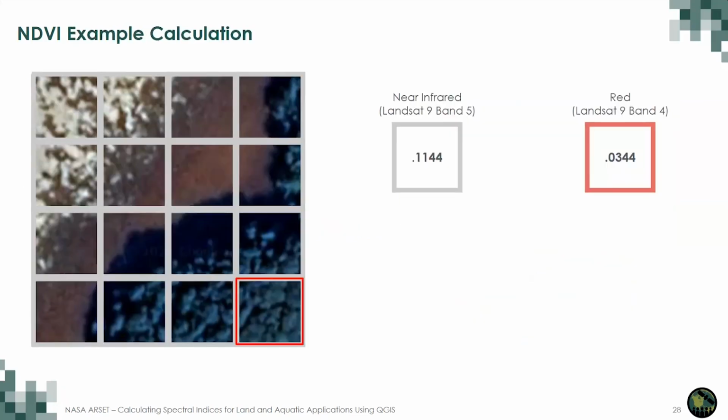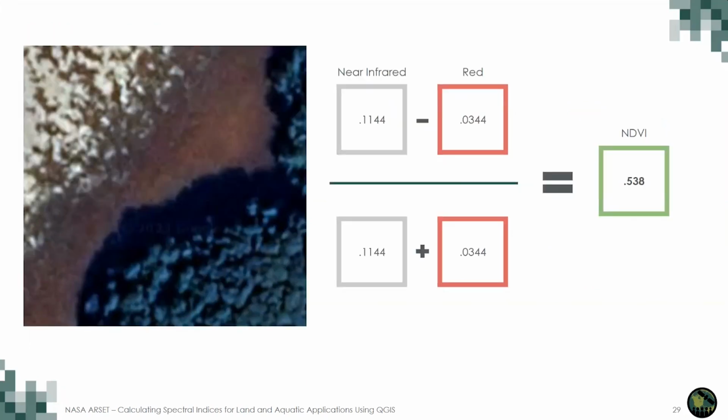So to give you a sense of how this calculation looks on the ground, imagine that each of these gray squares is a pixel, and we're interested in doing an NDVI calculation for one pixel, the red on the bottom right. The near-infrared value for this pixel is 0.1144, and the red value for this pixel is 0.0344. Given those values, we take the near-infrared value minus the red value, and then divide that by the near-infrared value plus the red value, and we get an NDVI value of 0.538, indicating healthy vegetation.